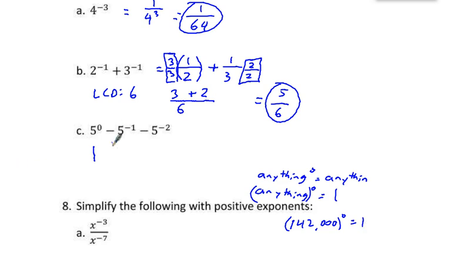Back to our example, we're subtracting now 5 to the negative 1 power, or 1 over 5 to the first. Negative exponent becomes positive when I move 5 to the first to the denominator. We subtract now, the 2 is negative, so 1 over 5 squared. 5 squared is 25.